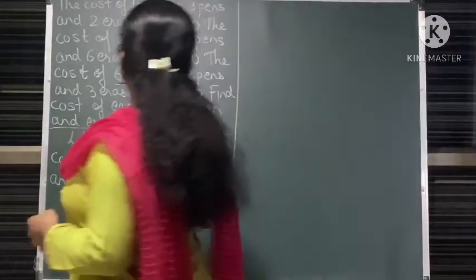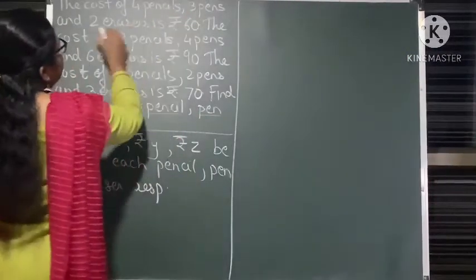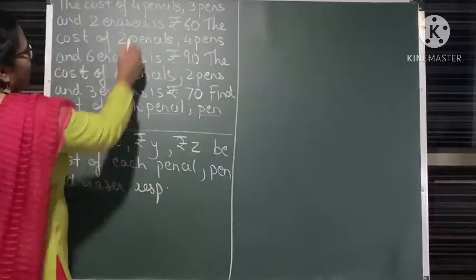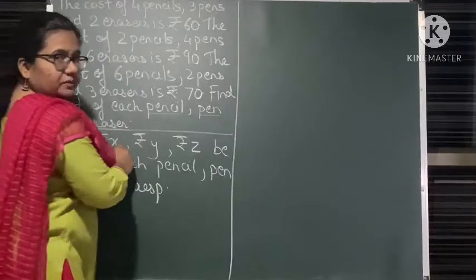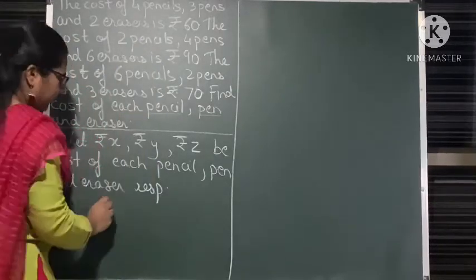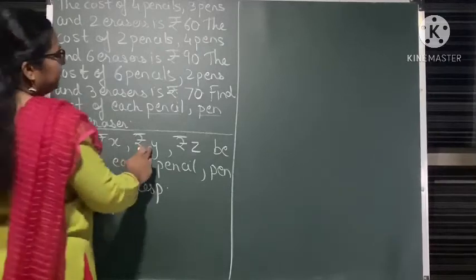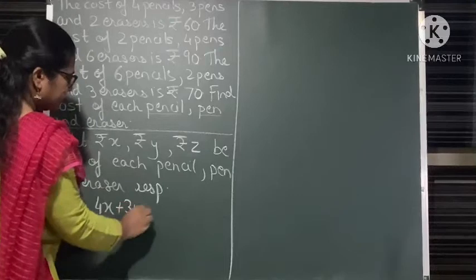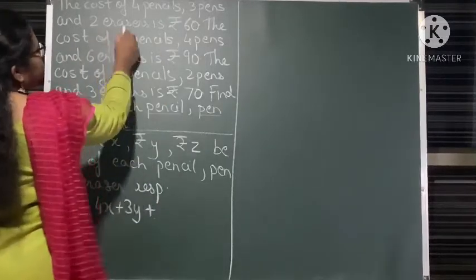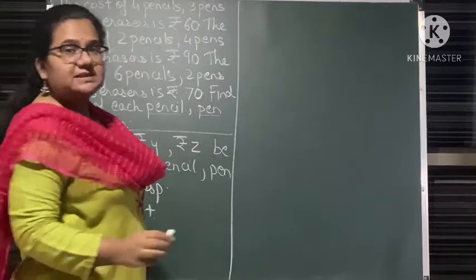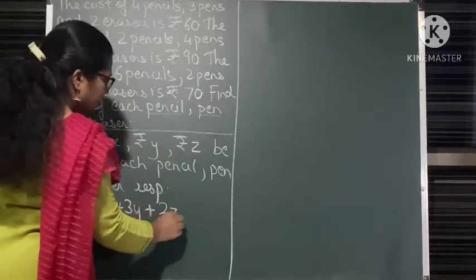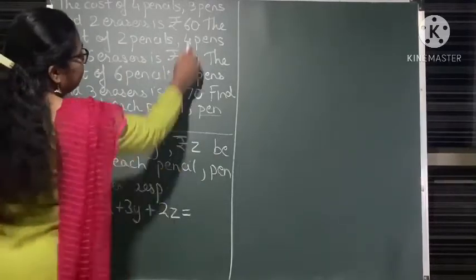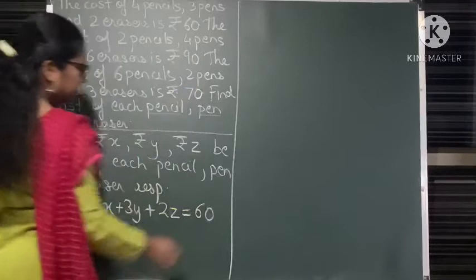Now first see what is given to you. 4 pencils, 3 pens and 2 erasers is rupees 60. So what will be our first equation? 4 into X. Each pencil is rupees X, so 4 pencils will be 4X. Each pen rupees Y, 3 pens will cost 3Y. Then 2 erasers, each eraser is rupees Z, so 2 erasers will be 2Z. And what is the total cost? 4 pencils, 3 pens and 2 erasers is rupees 60. So it will be equal to 60.